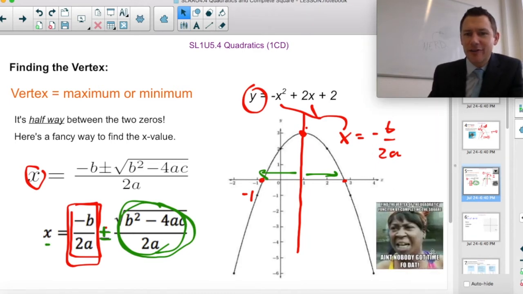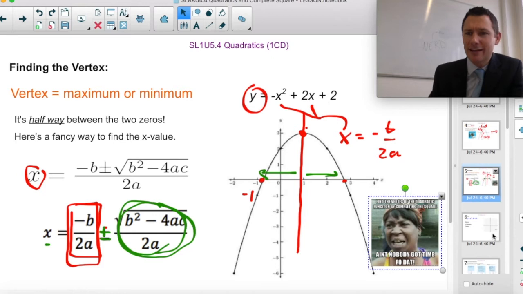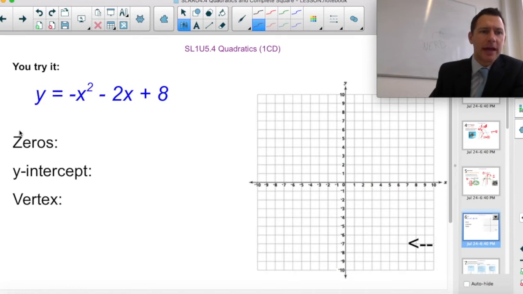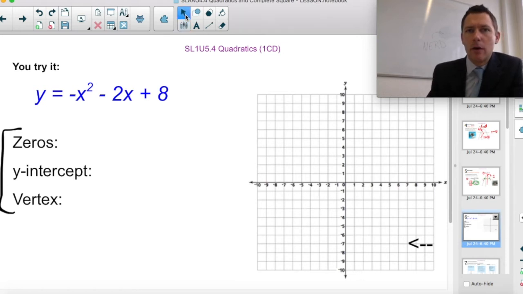I always forget what these say. Find the vertex of a quadratic function by completing the square? Ain't nobody got time for that. We're going to do this completing the square later. So give it a shot. Make sure you can do it. Pause me and see if you can find the zeros, the y-intercept, and the vertex. Plot them. See what it looks like. Go. Pause me.